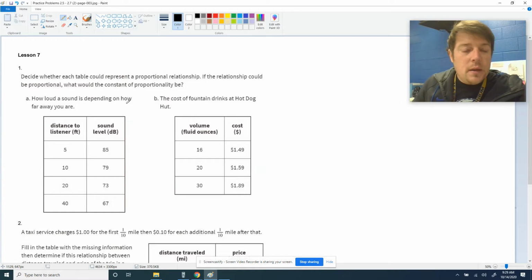All right, so let's go to the first one here. How loud a sound is depending on how far you are away. A way to check for proportionality is you should have a constant number that can be multiplied by all of the numbers on the left to get all of the numbers on the right. Or one way that we've attacked this is we take another extra column over here and we divide one of the quantities, let's say dBs, by all of the feet, and we see if it gets the same ratio or not once we divide it.